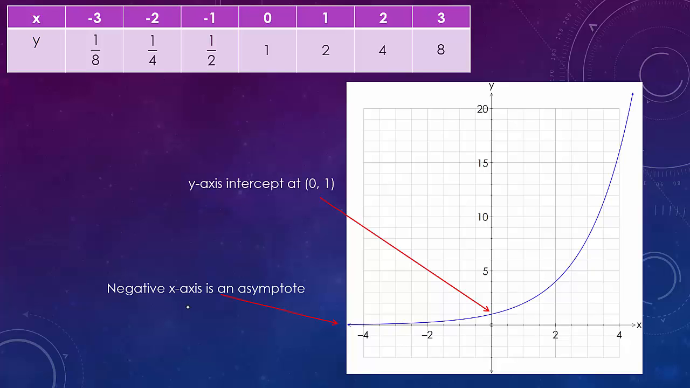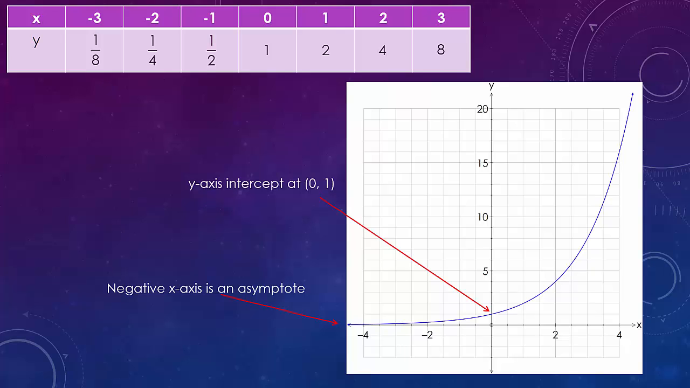The negative x-axis, that's the part of the x-axis that takes the negative numbers, is an asymptote. Now, an asymptote is a line that a curve gets closer and closer and closer to, but never reaches. So this line, no matter how far we go along, is always going to be a bit above the x-axis. Think about the values we have here, half, quarter, eighth. Next one will be a 16th and a 1 over 32 and so on. They're all positive numbers.